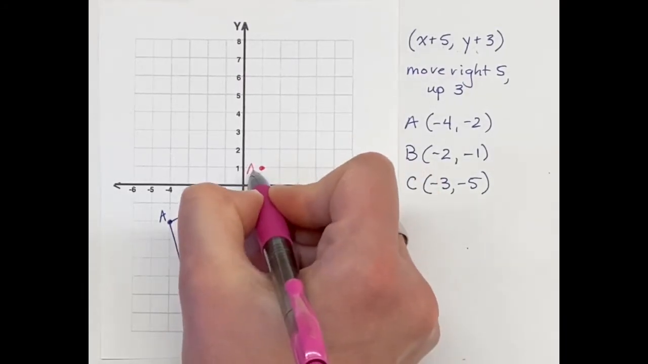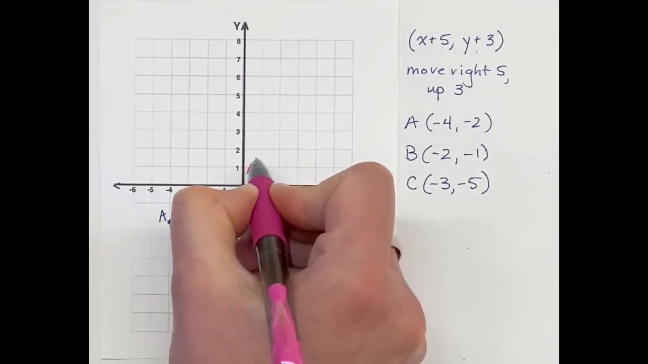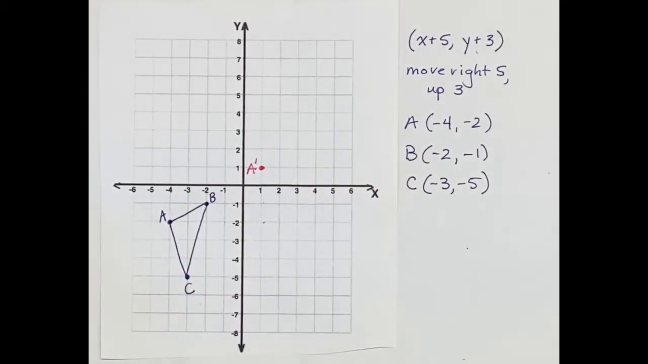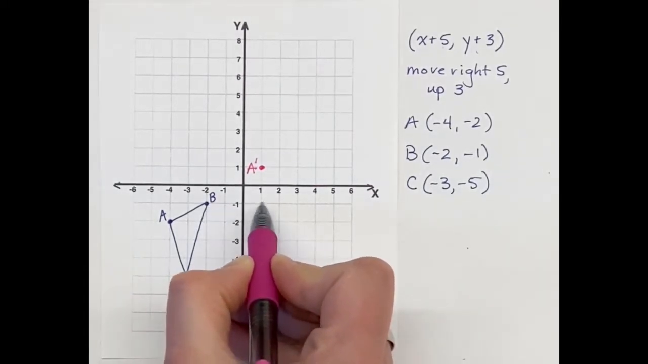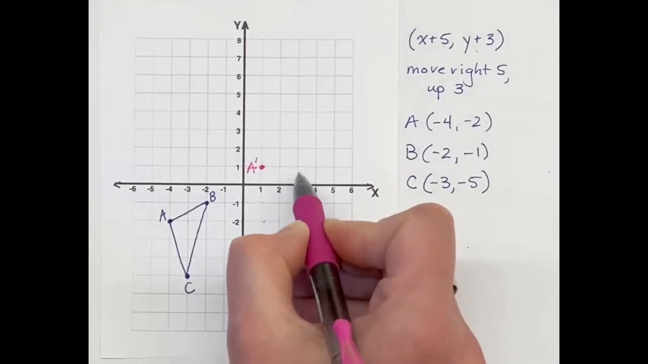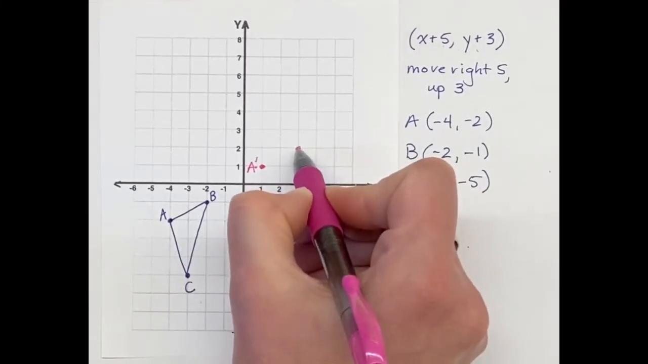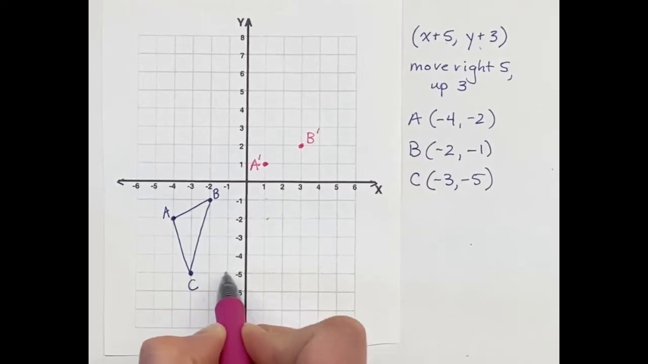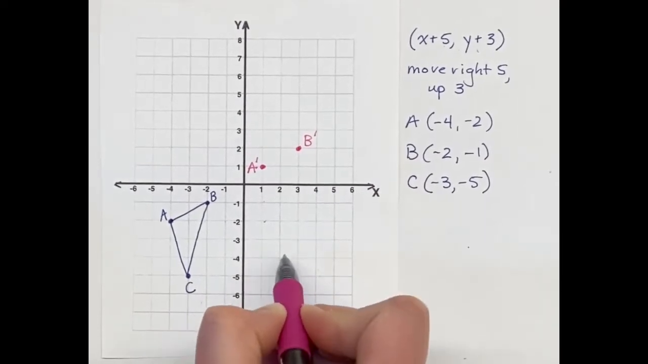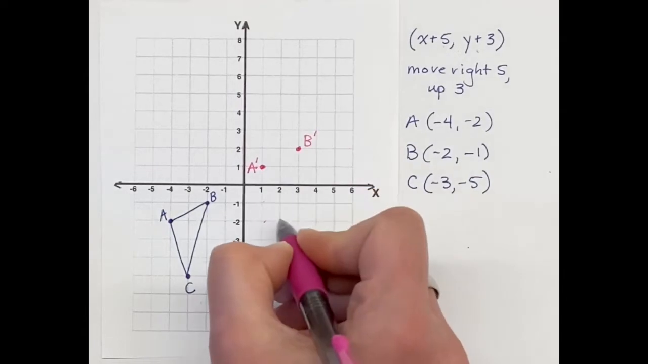And then when we label it, it gets the same letter, but it gets this little apostrophe, and that's called prime. So this point is called A prime. Now for B, I'm going to go to the right 5, 1, 2, 3, 4, 5, and up 3, 1, 2, 3. This is B prime. C is going to go 1, 2, 3, 4, 5, and up 3, 1, 2, 3.